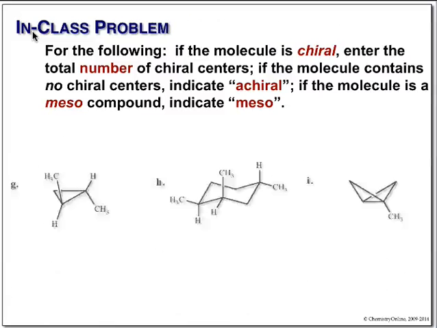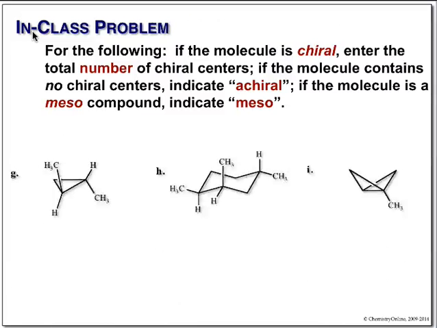3 more in this set. Trans-1,2-dimethylcyclopropane. Both of these are chiral centers. However, there is no mirror plane. The mirror plane would go down here, and hydrogen and methyl are not the reflection of each other. Therefore, this has 2 chiral centers, and it is not meso.